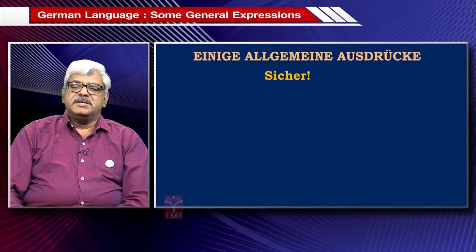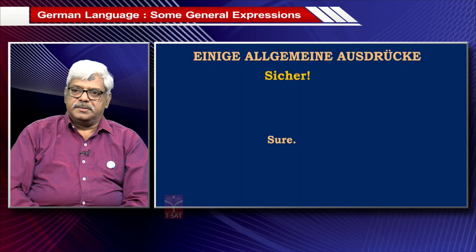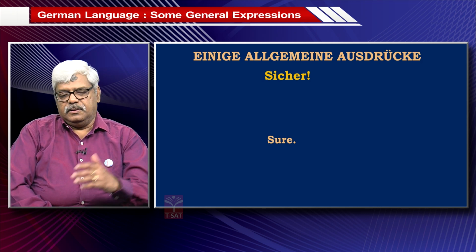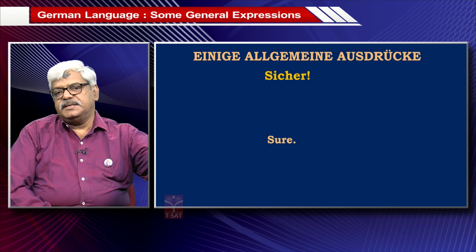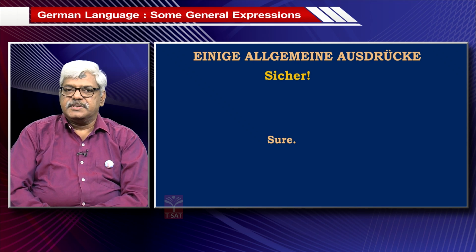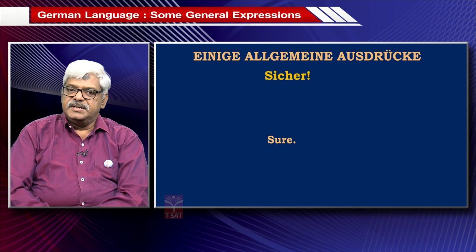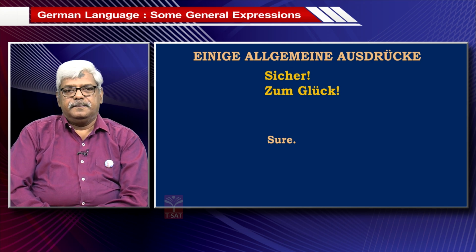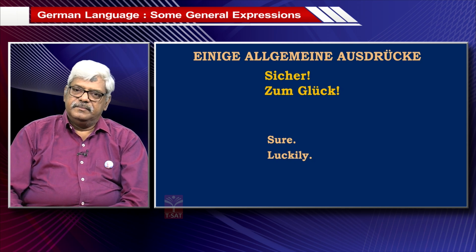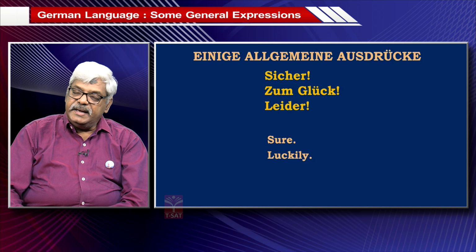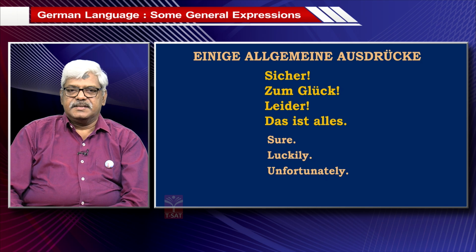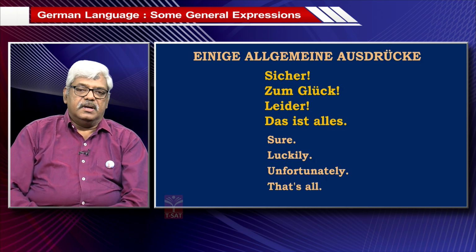Some more expressions. Sicher means sure. This sicher also has other meaning like safe. Now, when you want to ascertain something, say for example, you want to definitely come to an appointment, then you can use this expression sicher. Zum Glück, meaning luckily. Leider, unfortunately. Das ist alles, that's all.